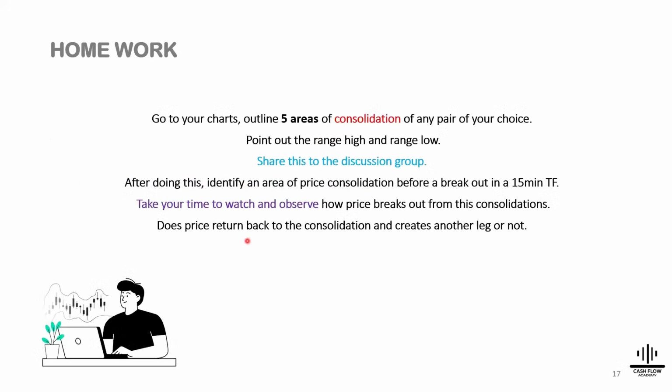Now, here's what I need you to do. Go to your charts, outline 5 areas of consolidation of any pair of your choice. Point out the range high and range low. Share this to the discussion group when you're done. After doing this, identify an area of price consolidation before you break out in a 15-minute time frame. Take your time to watch and observe how price breaks out from these consolidations. Does price return back to the consolidation and create another leg or not?